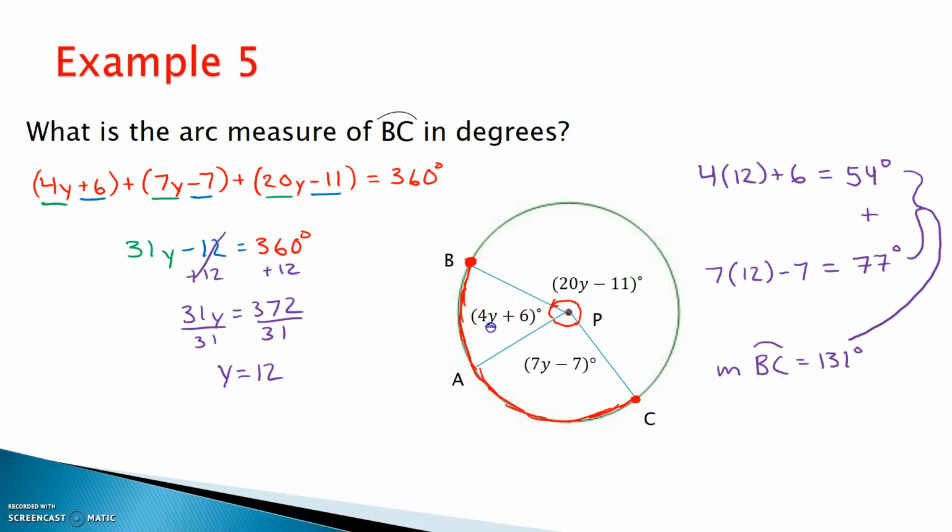What I did was I plugged it in here, and I plugged it in here because I wanted the distance from B to C, and I got 54 and 77. So if I add those two, I get 131 degrees. That is the central angle.